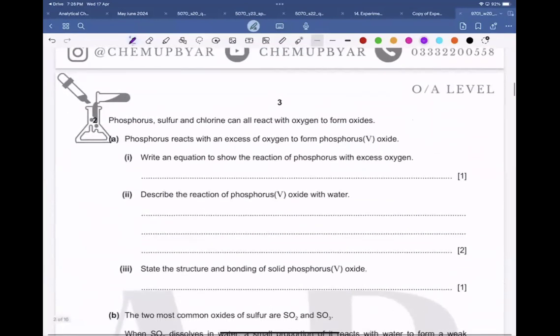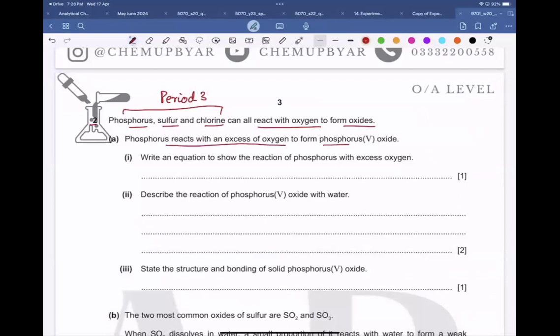Now, question number 2. Phosphorus, sulfur, and chlorine can all react with oxygen to form oxides. If you see, these three belong to period 3 of the periodic table, so this question is from periodicity probably. Phosphorus reacts with excess oxygen to form phosphorus 5 oxide. What does this 5 indicate? That in this compound, phosphorus has a +5 oxidation state. And recall, you must know it's a simple covalent compound. Can anyone recall its formula?